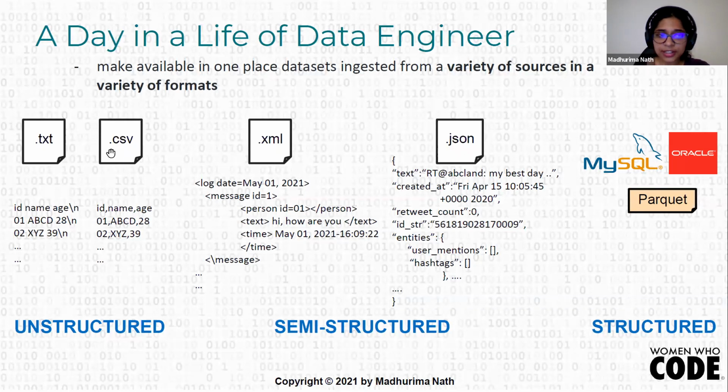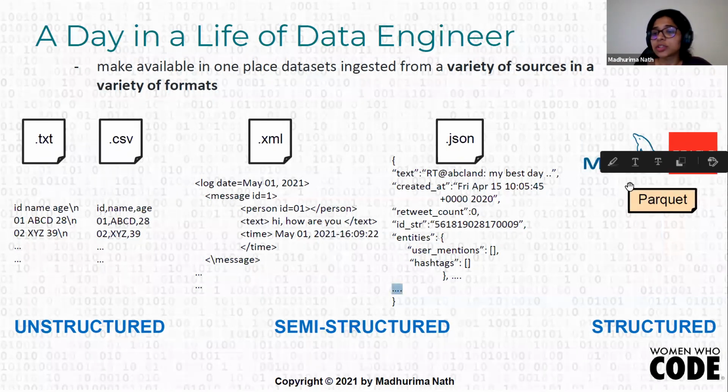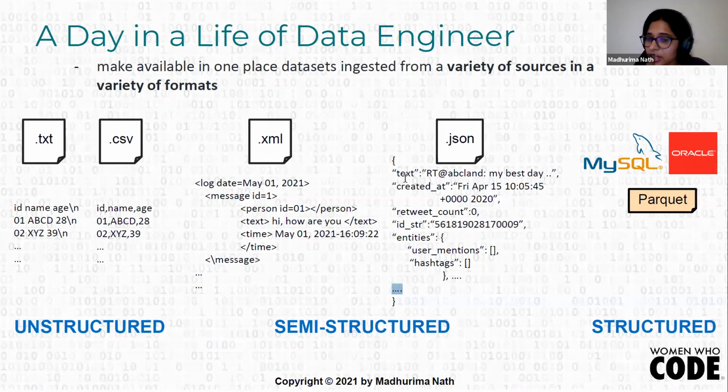So you're right, text and CSV are unstructured data. XML and JSON are semi-structured, and anything in a database or Parquet is structured. When I say structured, think of it as a very nice database table format. So these three are the most structured versions of data. And XML and JSON, as you can see, are not really a table format, but they're not as unstructured as text and CSV either. So it's in between. That's why they are semi-structured.